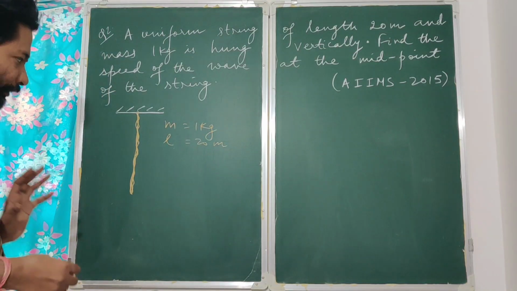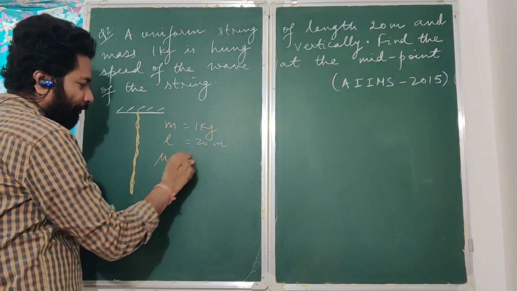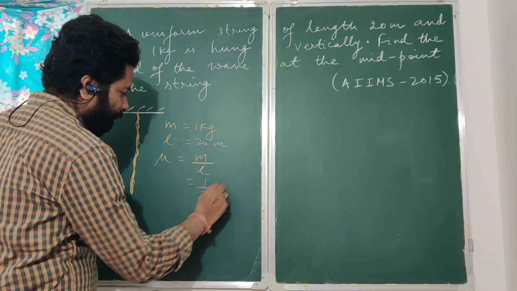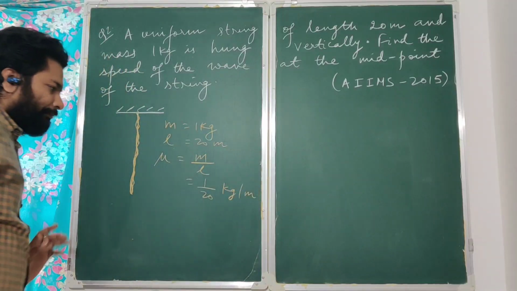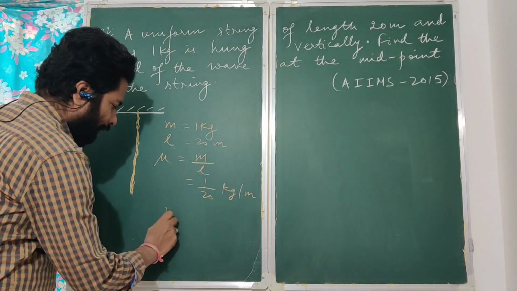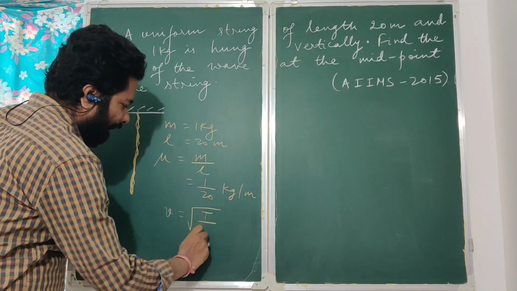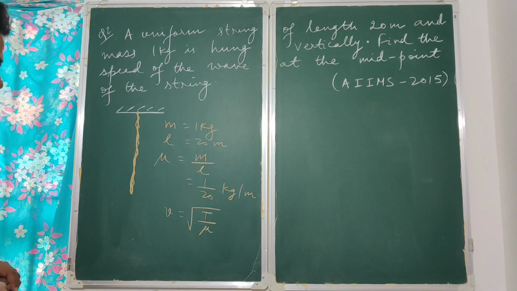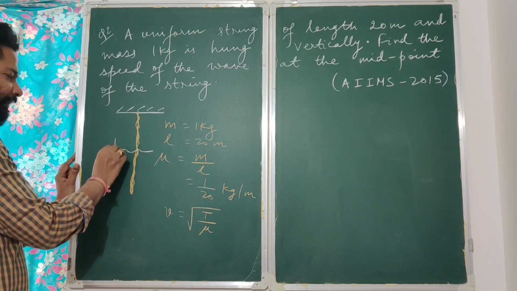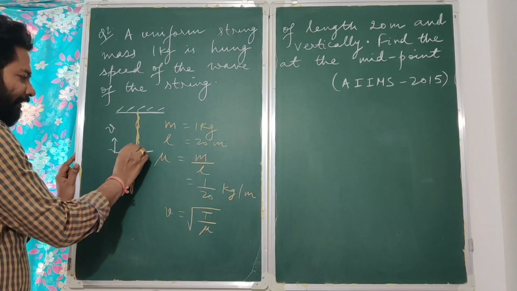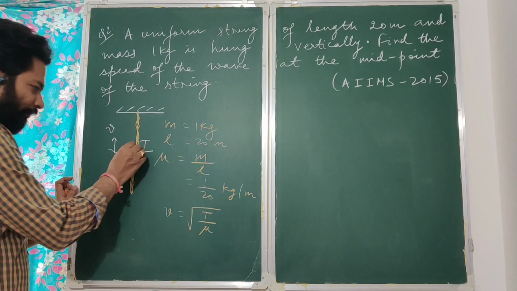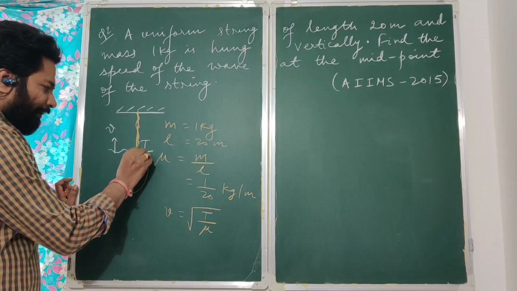So the first thing is we should determine the value of mu, which is mass per unit length. So it will be equal to 1 by 20 kilogram per meter. Now what is speed? The formula to calculate speed is root of T by mu. So we have to find out tension at the midpoint of the string, because they are asking us to find out what is the velocity here. So let us say the tension here is T. Now this tension at the midpoint of the string is responsible for balancing this much weight of the string.